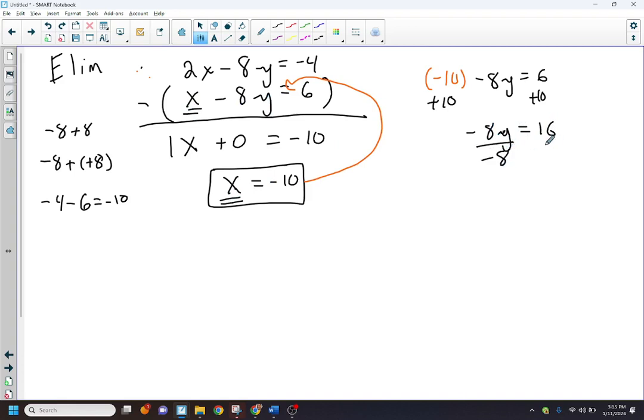Divided by negative 8. Divided by negative 8. Y equals negative 2. So your answer is negative 10, comma, negative 2.